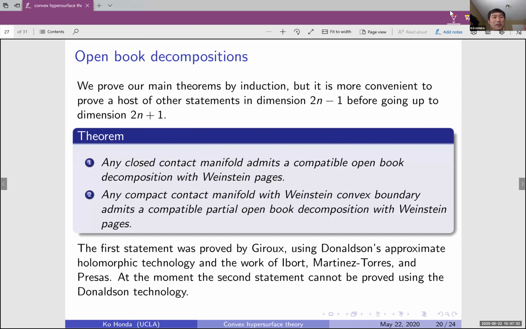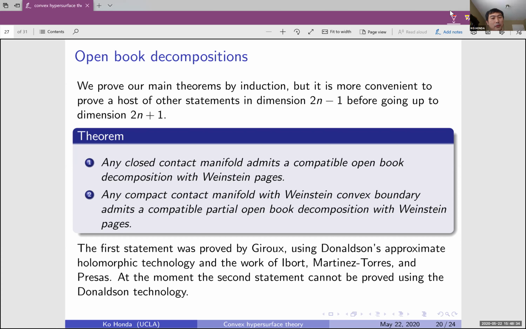And so it turns out that we prove our main theorems by induction, and it's actually more convenient to prove a host of other statements in dimension 2n minus 1, before going up to dimension 2n plus 1. So you have to prove like three theorems in dimension 2n minus 1 before going up. And so you have to prove these two things. Any closed contact manifold admits a compatible open book decomposition with Weinstein pages. Any compact contact manifold with Weinstein convex boundary admits a compatible partial open book decomposition, some sort of generalization of an open book decomposition, with Weinstein pages. So we need to prove these two things before going up to the next level.